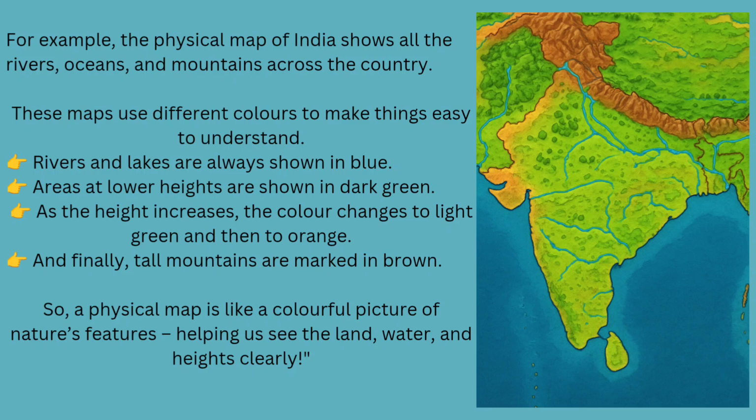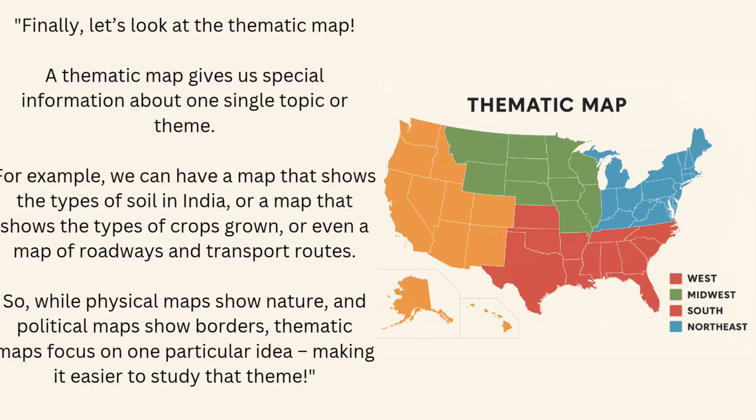Finally, let's look at the thematic map. A thematic map gives us special information about one single topic or theme. For example, we can have a map that shows the types of soil in India, or a map that shows the types of crops grown, or even a map of roadways and transport routes. So, while physical maps show nature, and political maps show borders, thematic maps focus on one particular idea, making it easier to study that theme. Maps are amazing tools. They help us learn about nature, borders and many interesting things in the world around us.